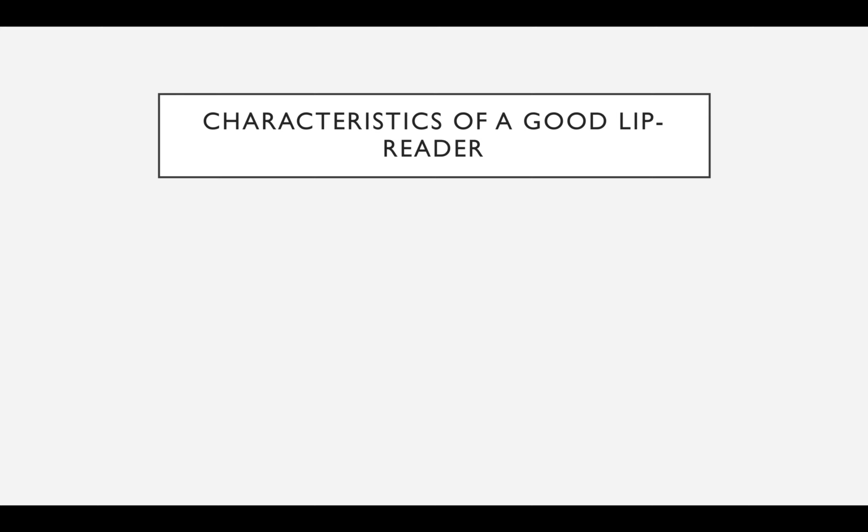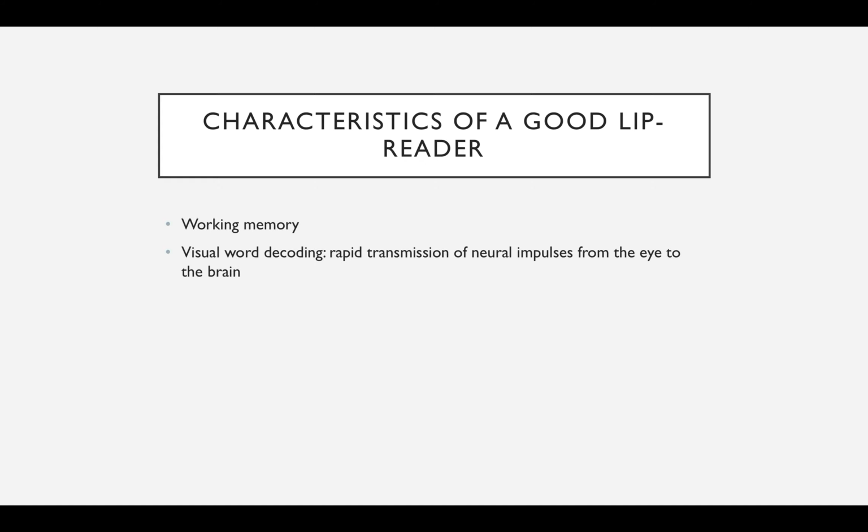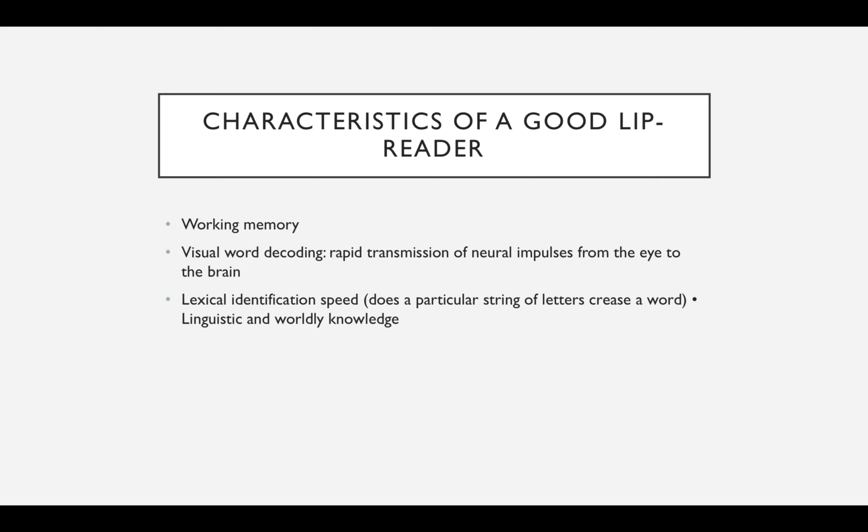But things that can be characteristics of a good lip reader are things such as their working memory, their visual word decoding, so the rapid transmission of neural impulses from the eye to the brain, so how quickly you can see their mouth moving and your brain registers what is being seen, and then their lexical identification speed, so does a particular string of letters make a word, and then also linguistic and worldly knowledge, and your age can be a factor, and if good cloze skills or verbal inferencing skills are present, and then their willingness to guess, and then reverse interpretations.